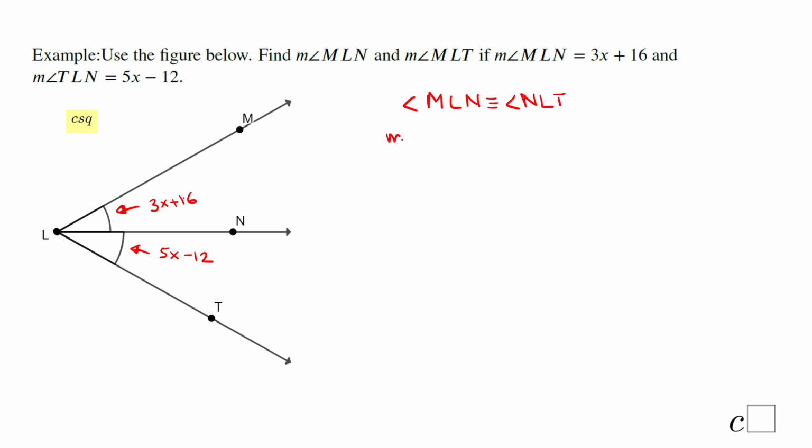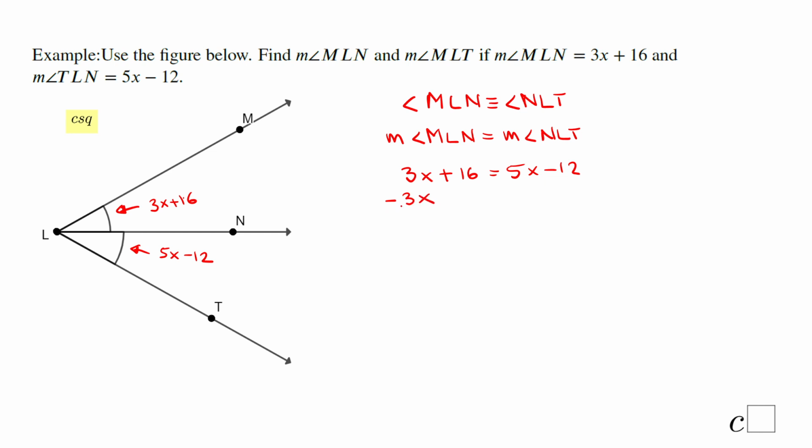Obviously we can write the next statement: the measure of angle MLN equals the measure of angle NLT. The next statement is going to be 3x plus 16 equals 5x minus 12, right? And now we're going to solve this equation. I'm going to be consistent and use the same way. I'm going to eliminate x's first.